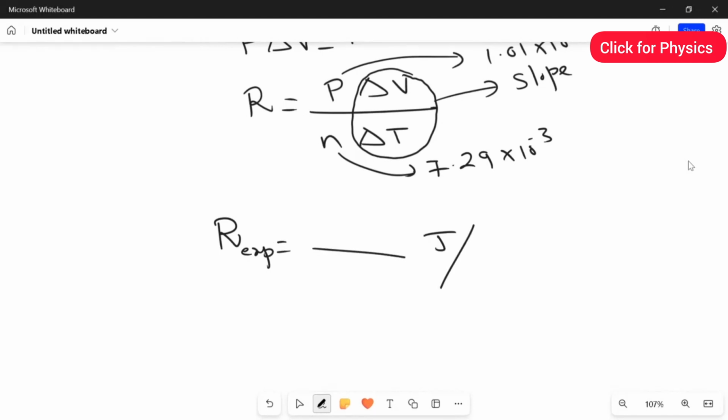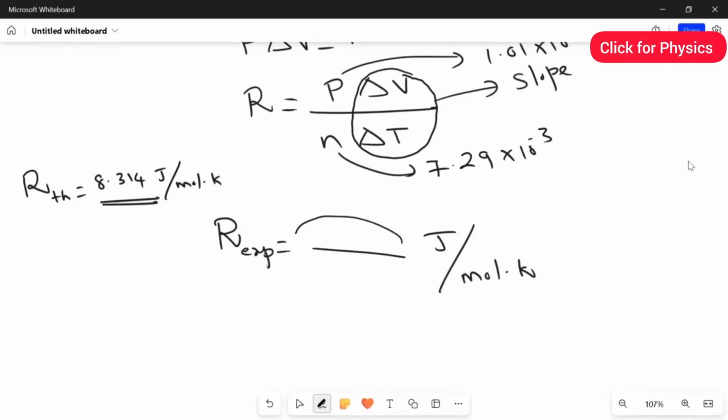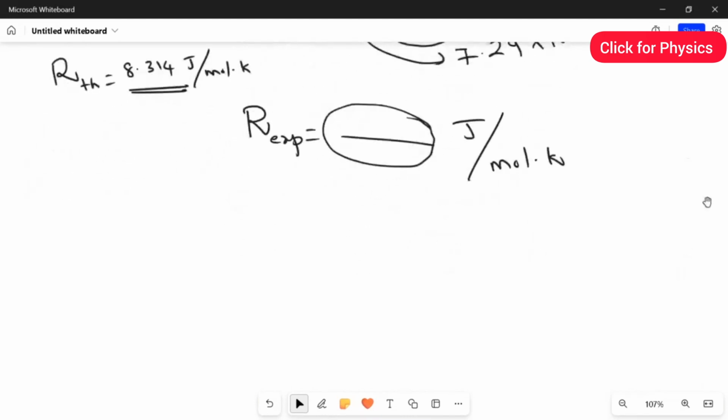And what's the unit? Joules per mole Kelvin. Now, after you find it, we have to compare the answer of the experimental R with the standard R. As we already know, the actual value of R, or the theoretical value of R, is equal to 8.314 joules per mole Kelvin. So you have to compare this answer with your answer. And then we have to find what our error percentage is.